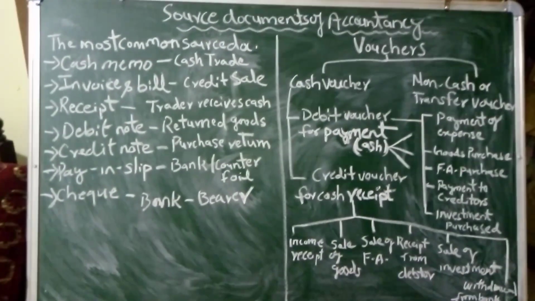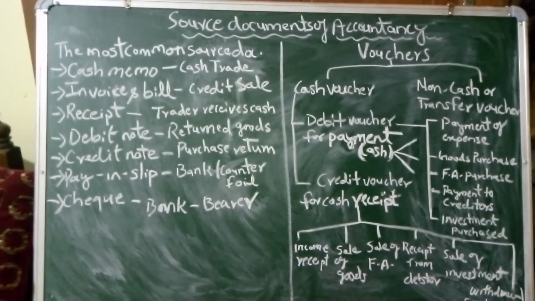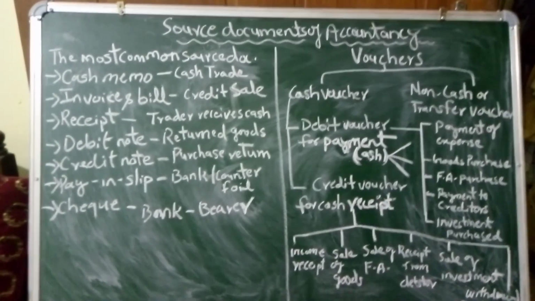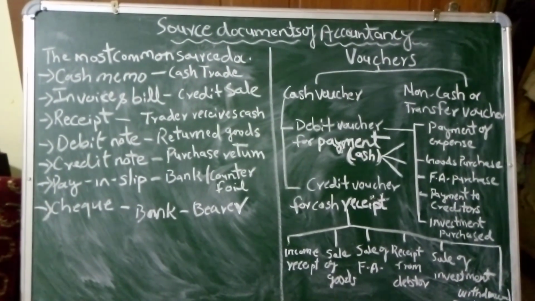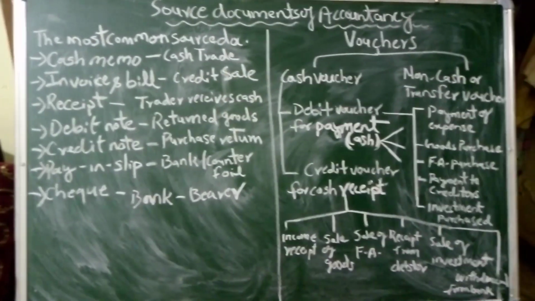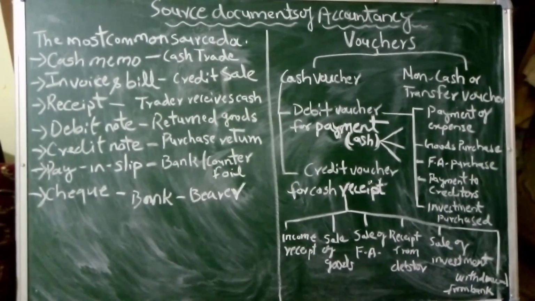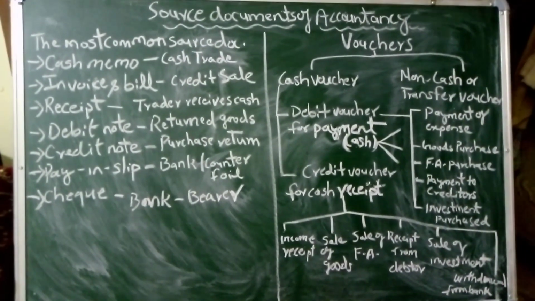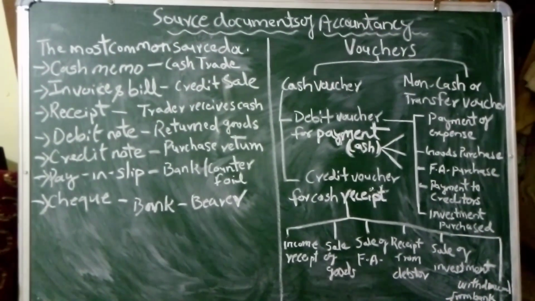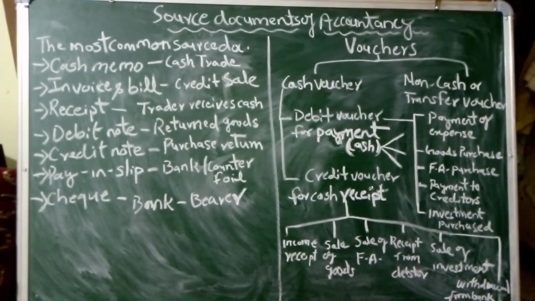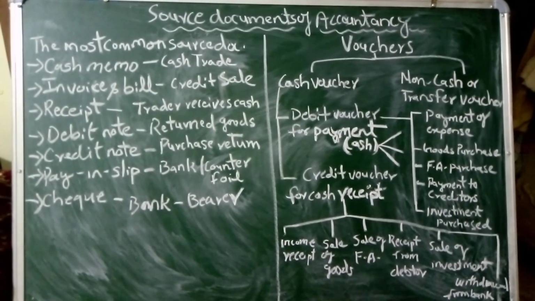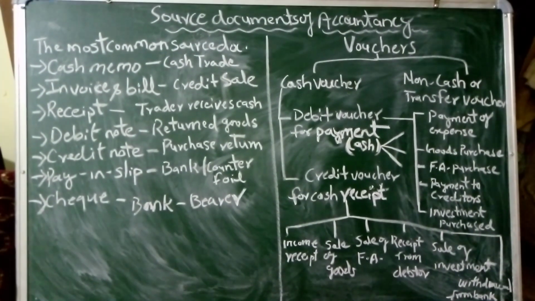Cash memo. When a trader sells goods for cash, he gives a cash memo. Similarly, when he buys goods, he receives a cash memo. So cash memo is something used when a trader is selling and purchasing in cash; then he or she issues a cash memo. There I have written an important word, cash trade. Trade includes selling and buying both. So if selling and buying are taking place in cash, the trader will be issuing a cash memo.